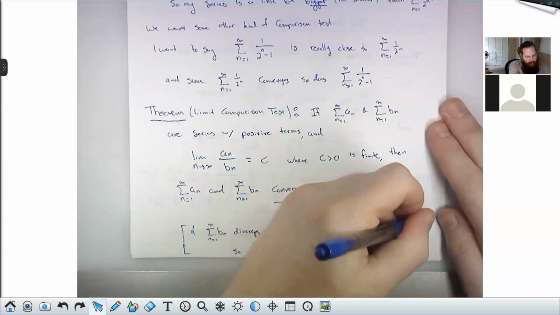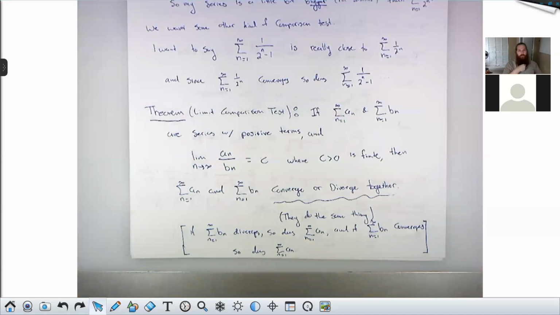So if I have a series and I want to compare it to another series, but the inequality for DCT isn't coming out right, that's when you want to use LCT. How do you use it? Well, someone like me hands you a series, sigma an, and I say, tell me whether or not this thing converges. You have to determine sigma bn. You have to pick a series to compare to.